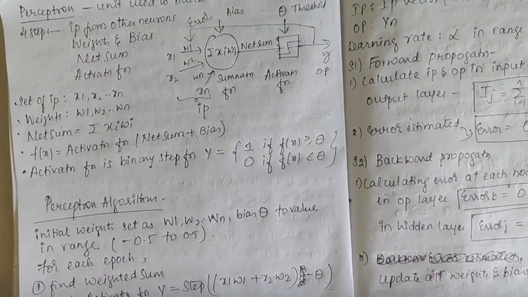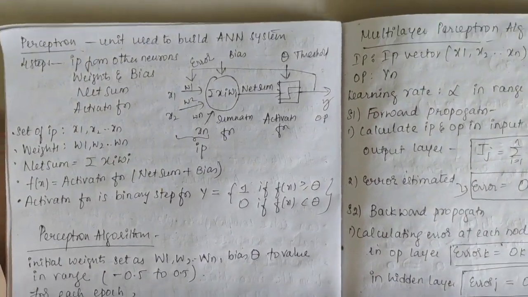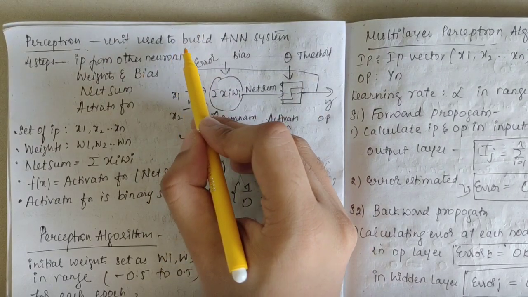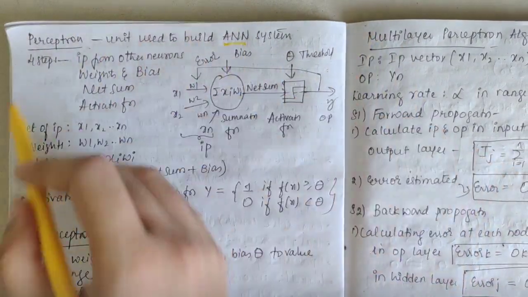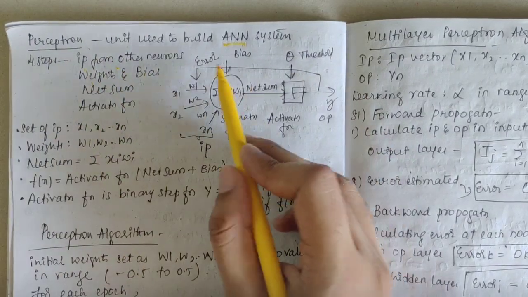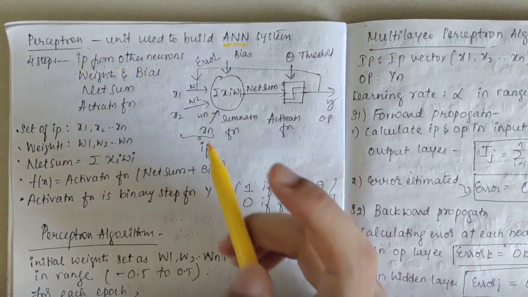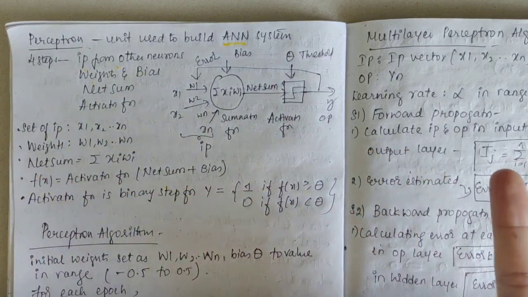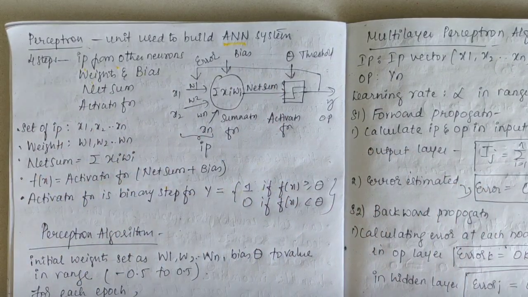Next, we'll look into the perceptron model. Perceptron is a unit used to build ANN systems. There are 4 steps in this. Firstly, input from other neurons is taken, and then depending on the weights and bias, the net sum is calculated. Then it goes to the activation function, and accordingly, depending on the threshold value, the output is decided.